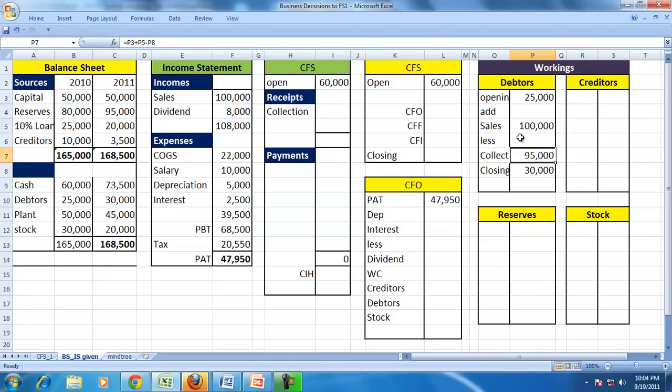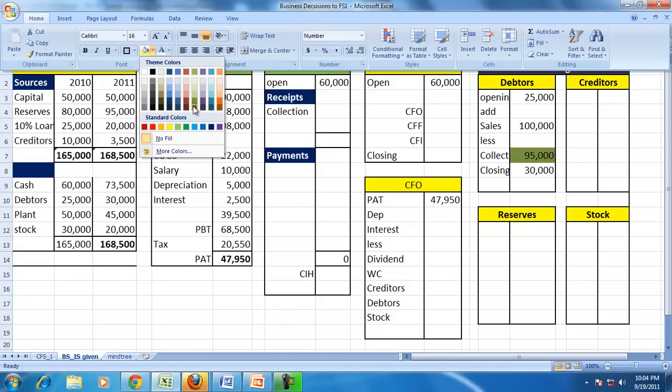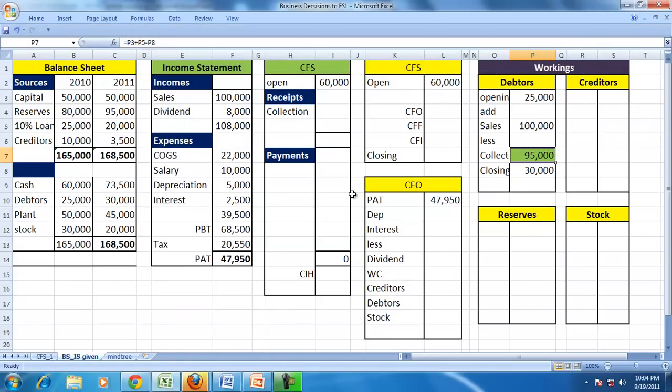So 95,000 is the balancing figure which we treat as the collection, the missing item to be found for the cash flow statement. So collection can also be determined in another way. If you see sales, but is this sales for cash? We don't know. But if you see the credit debtors have gone up, so that means 5,000 goods have been sold on credit. So 100,000 minus the change in the debtor is also 95,000.